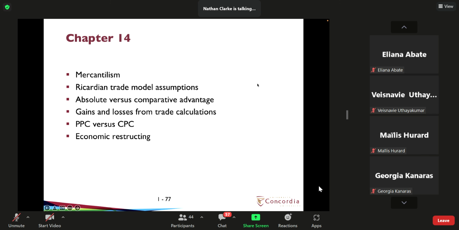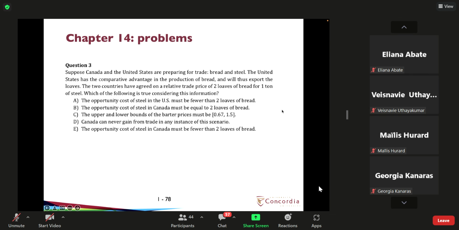So yeah, that's the bulk of chapter 14. So question 3: suppose Canada and the United States are preparing for trade, bread and steel. The United States has the comparative advantage in the production of bread and thus will export the loaves. The two countries have agreed on a relative trade price of 2 loaves of bread for 1 ton of steel. Which of the following is true considering this information?